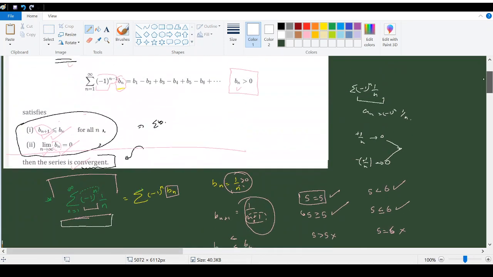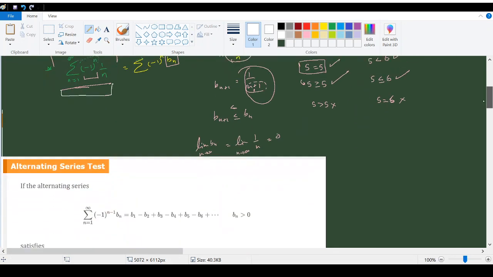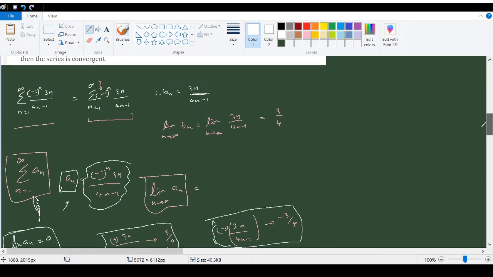But of course, having this equal to 0 does not guarantee that the corresponding series will converge. But if this is not equal to 0, we know for sure that the corresponding series will diverge. And in the next video we will do one more example under the alternating series test.